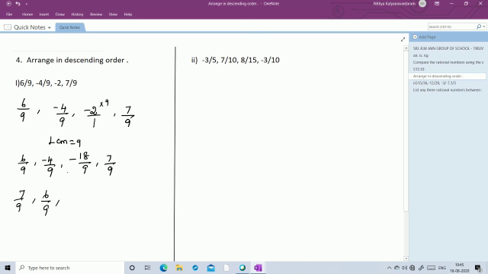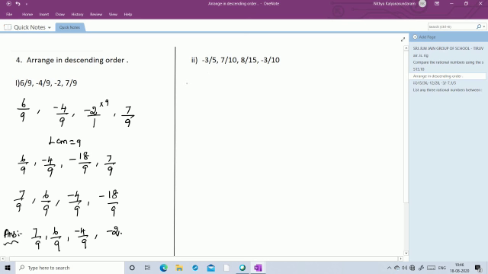If you have two negatives, it's a reverse order: the smaller number is the greater number, and the greater number is the smaller number. So the smaller number is minus 4 by 9, comma, minus 18 by 9. 18 by 9 belongs to minus 2. So the answer is 7 by 9, comma, 6 by 9, comma, minus 4 by 9, comma, minus 2.